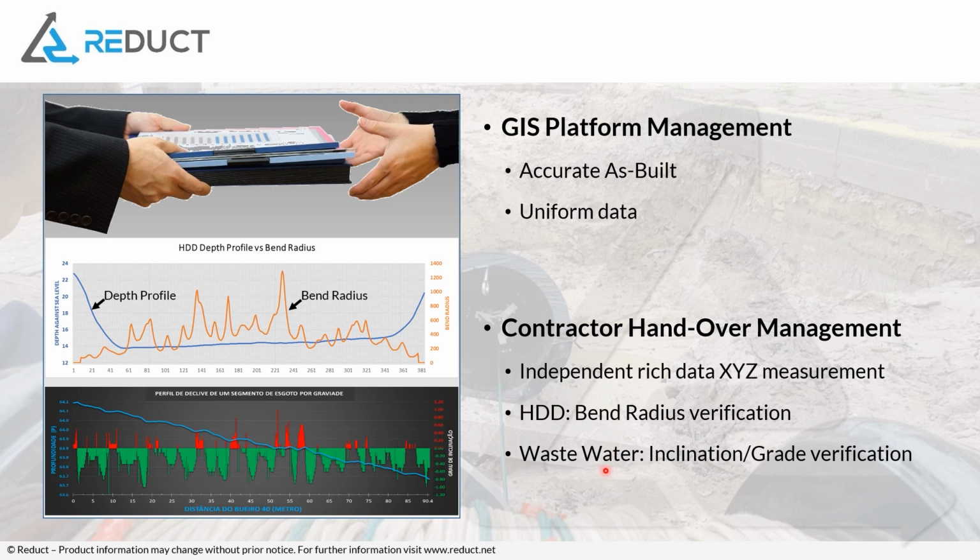And in the wastewater segment, we can provide you with a very detailed inclination and grade verification. We have a special module for that to tell you, whatever your specifications are, how many samples are inside and outside. Over here, you see that the red ones are outside of the spec and the green ones are inside the spec. And the spec is user defined. So you decide what your specs are, and then you can immediately see in one chart where it has or has not met your specifications.